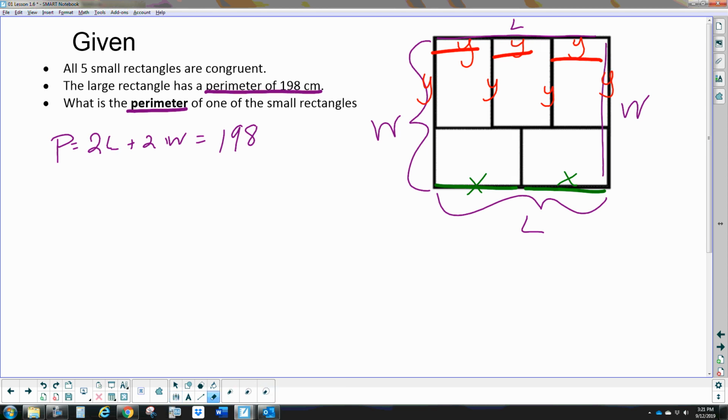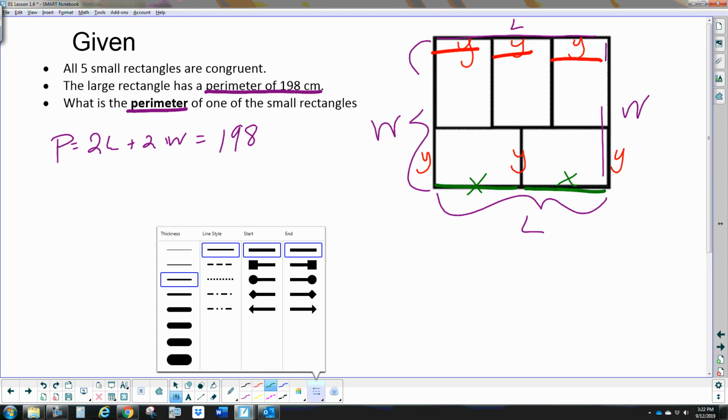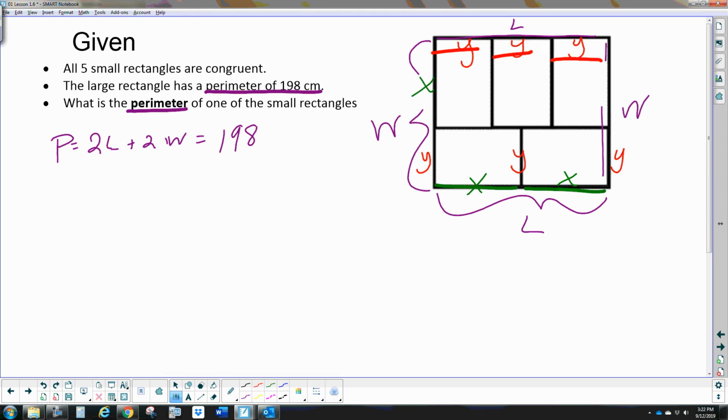Oh, nope, sorry, we're calling the y the short one. So here's a y right here, and that is y. And the x's would be the longer ones. So this is an x, this is an x, and these would also be x's. Those longer sides of the smaller rectangles are x's. I'm trying to find the perimeter. I know the perimeter of a small rectangle, so this is the perimeter of the large rectangle.